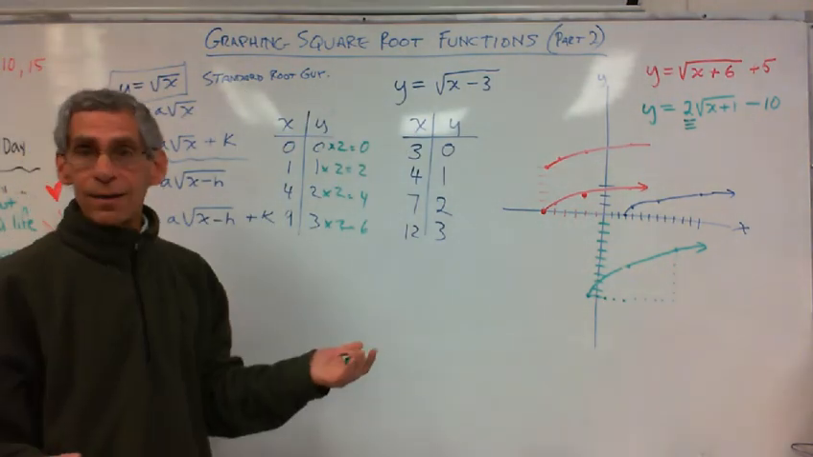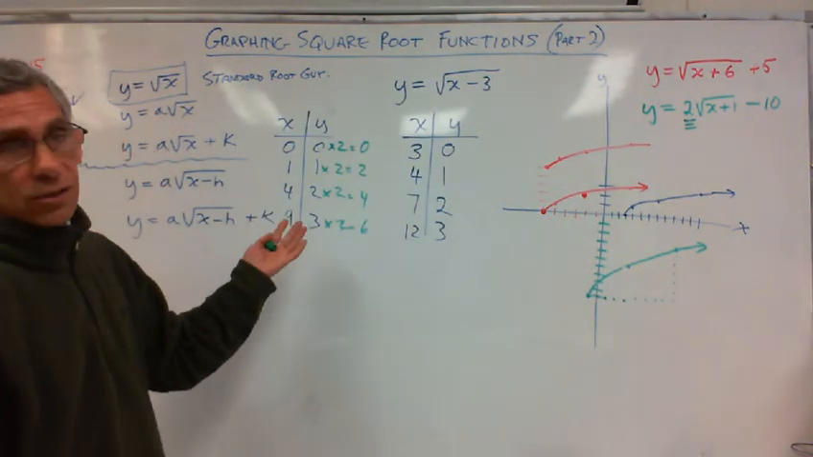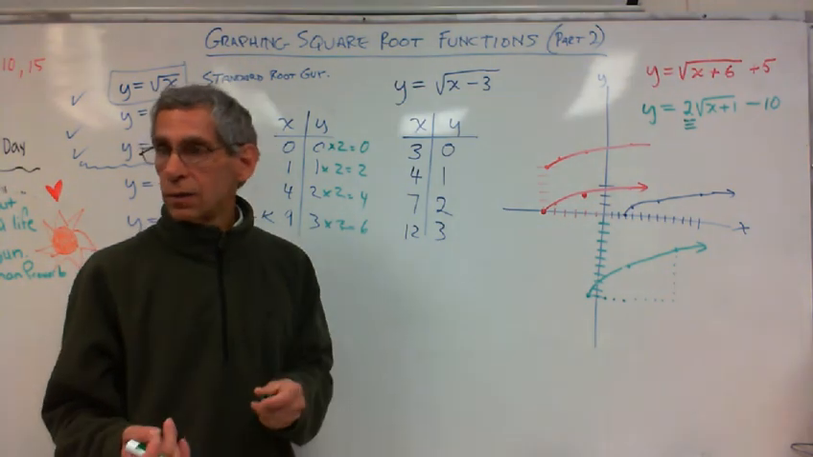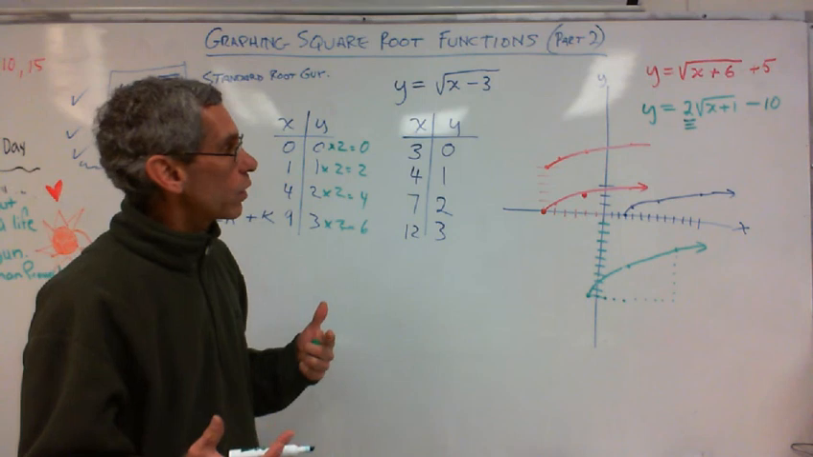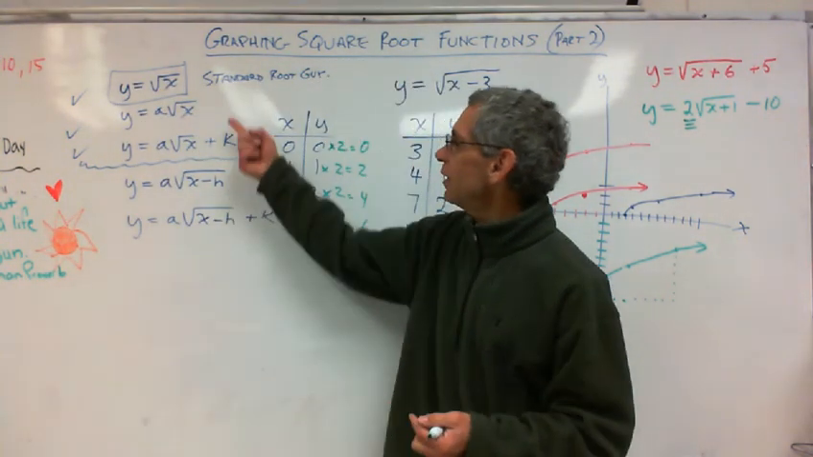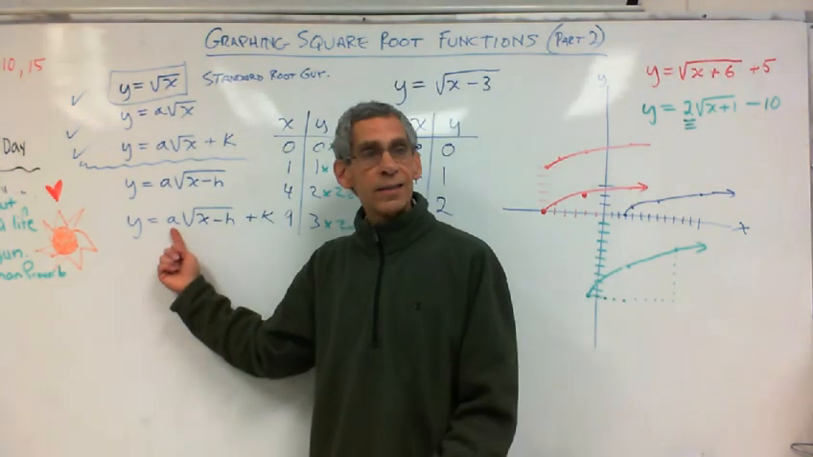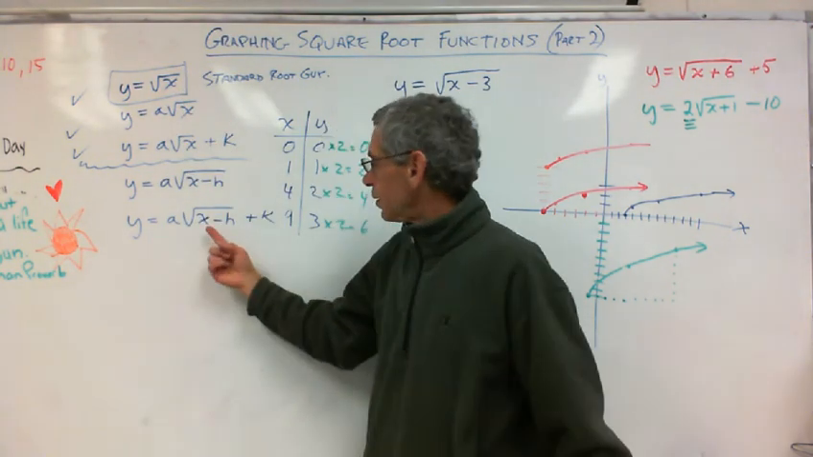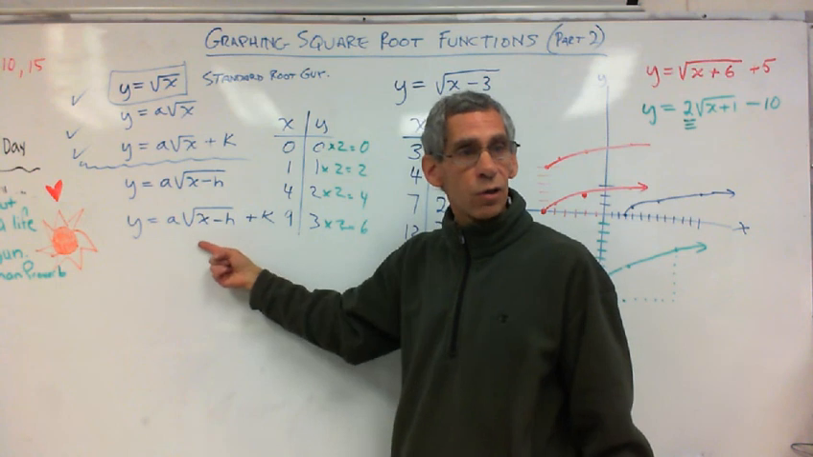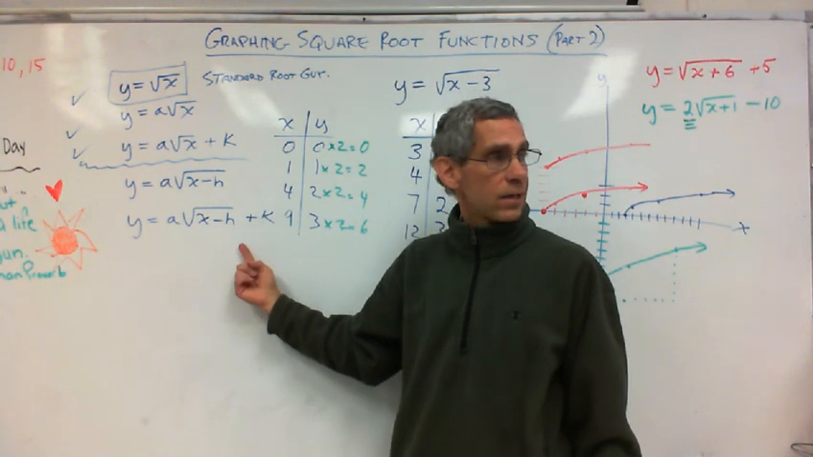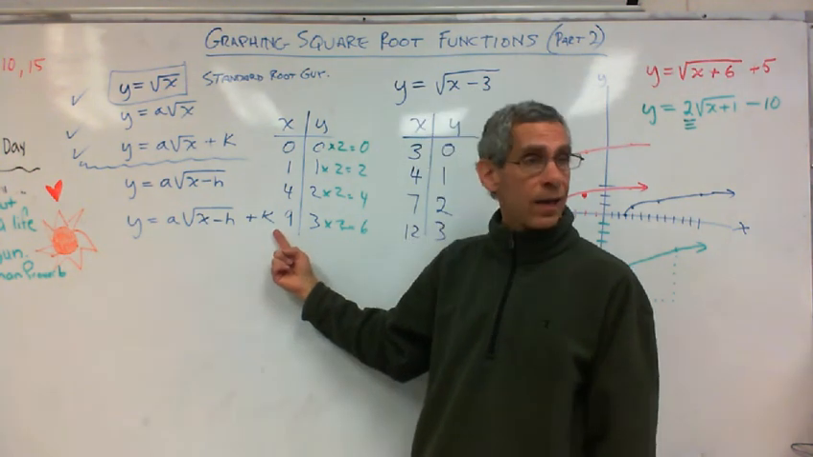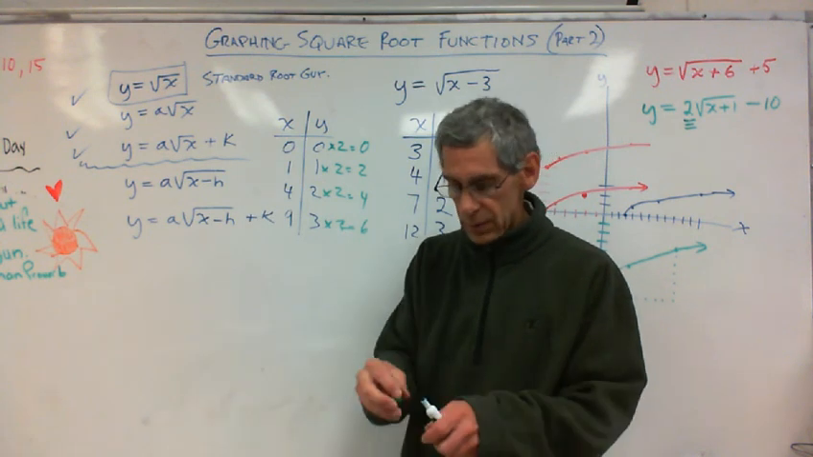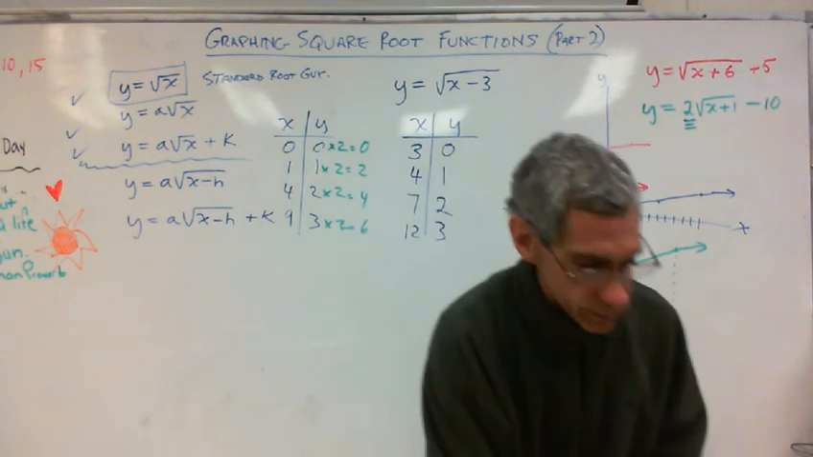If you don't like that method, you're welcome to just do a T-chart, right? But this is quicker. So you just have to remember what it all does. So look, this has everything in it. A just makes it longer or shorter, right? The H moves your point left or right. The K moves your point up and down. Clear? Okay, that's it. So that's the end of the lecture. So homework.